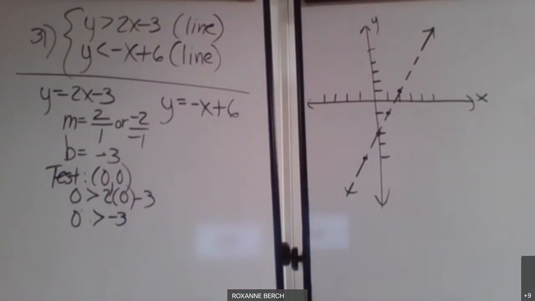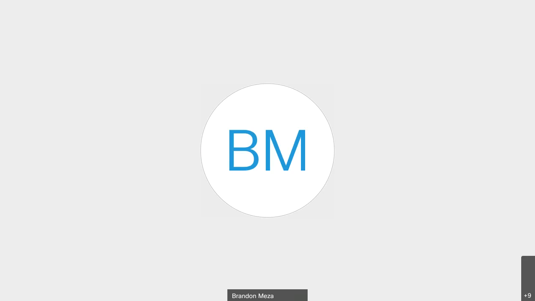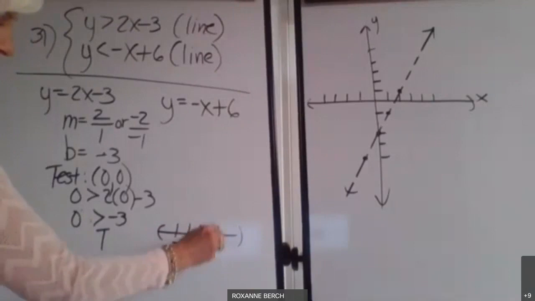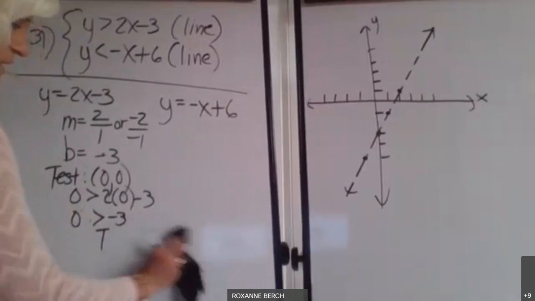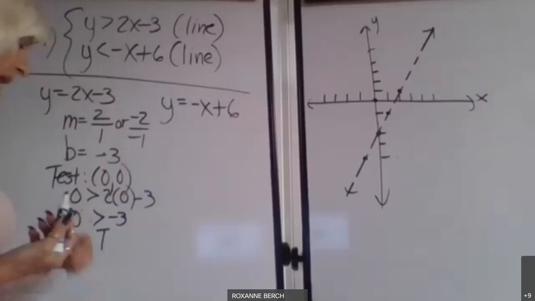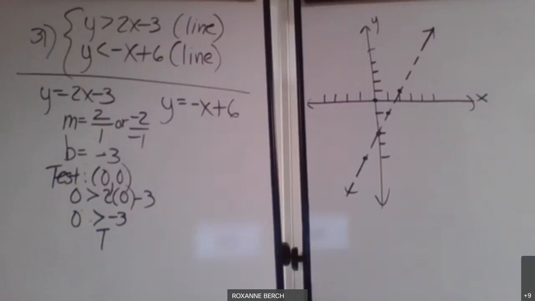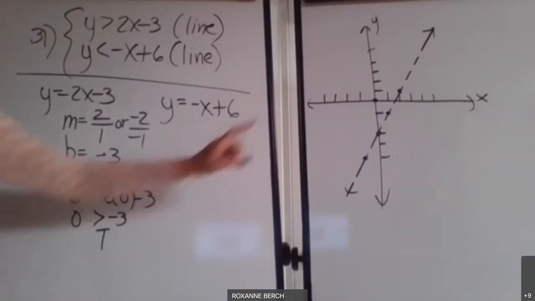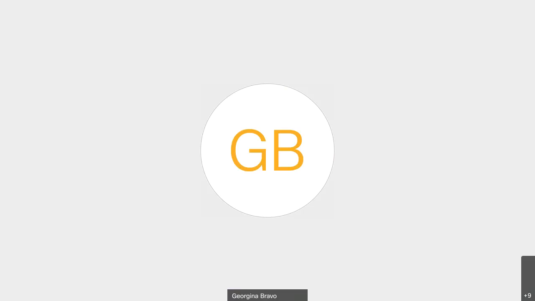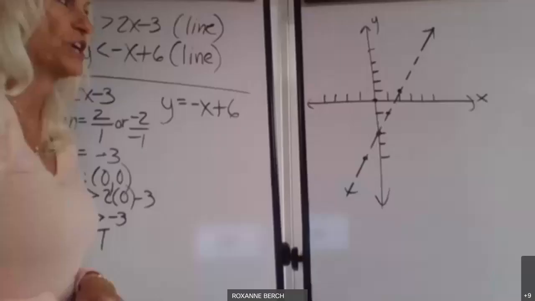Yes. True. Because 0 is to the right, and think of the number line. Negative 3 is over here, right? And 0 is over here. Yes? So 0 is greater? Yes. All right. So what does that mean about 0, 0 if it's true? What does it tell you about that point right there if this is true? You can shade him. It's a solution, right? It's a solution. So shade him and all his friends.